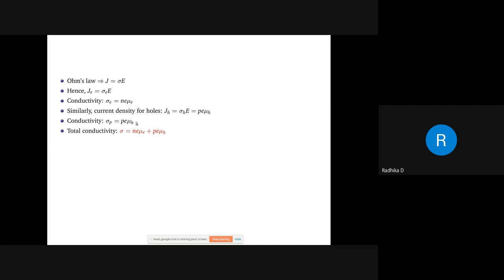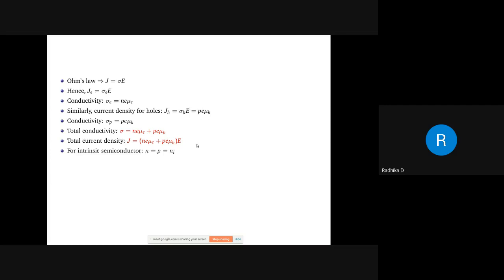So total conductivity is a sum of the sigma E and sigma P or sigma H, whatever you want to call. So total conductivity sigma is Ne mu E, that is for the electrons, plus Pe mu H, that is for the holes. Or total current density is, see, it is sigma into E, right? So the entire term Ne mu E plus Pe mu H into E. This is your total current density. Okay. Now, this is a general form if I have a semiconductor, but there are obviously electrons and holes.